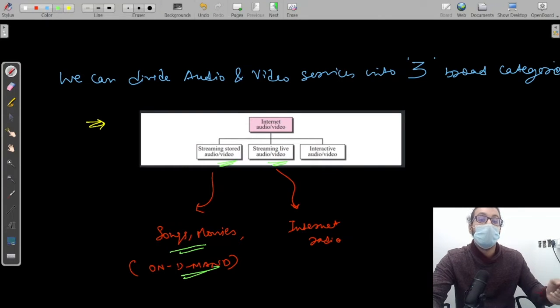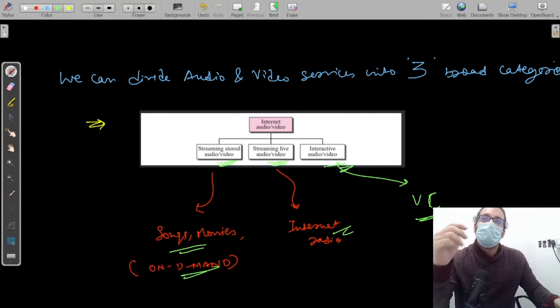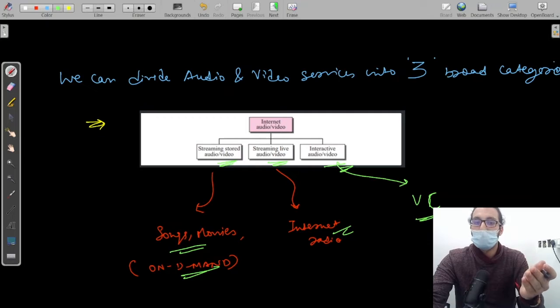Then we have streaming live audios and videos. For example, internet radio. Nowadays, we can listen to radio even on the internet. And third, we have interactive audio and video, for example, video calls, where we are interacting with anybody through audio or video. Even meetings are held nowadays on the internet.